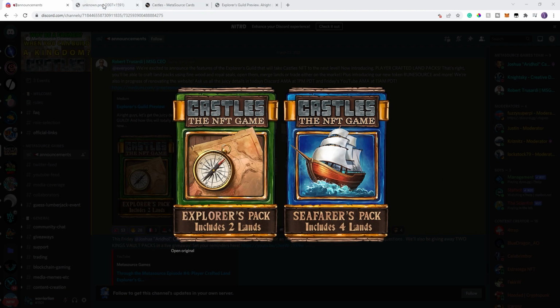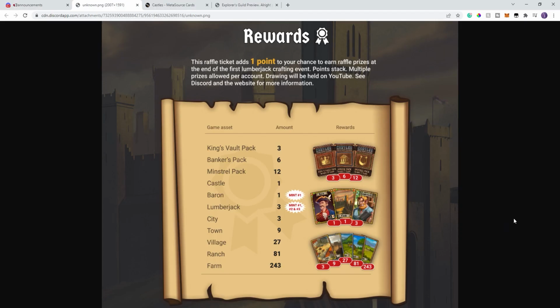Before we talk about the Explorers Guild, let's talk about the Lumberjack crafting event that's kicking off here in a few hours. The Lumberjack event is where you go ahead and craft your Lumberjack. You need 100 MetaSource tokens and 2 seals. I have a whole video about the crafting events. Check that out. They announced that there is going to be a raffle that goes along with it.